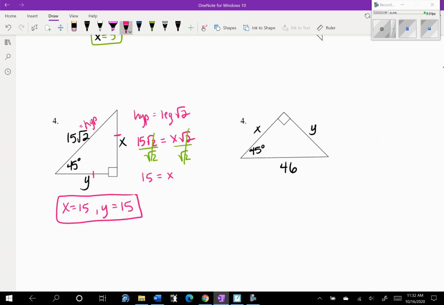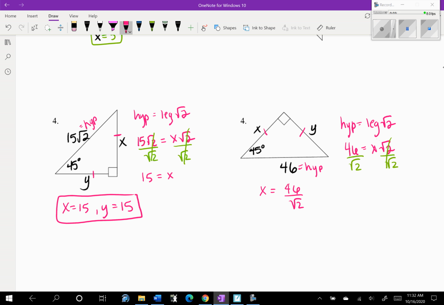All right, looking at question number 4, so x and y again are the legs, and 46 is the hypotenuse. So again, we know that the hypotenuse is equal to leg times root 2. So in this case, 46 is equal to, and you again can pick either variable x or y, so x root 2. And to solve for x, we have to divide both sides by the square root of 2. So those cancel out. So now I have x is equal to 46 divided by the square root of 2.